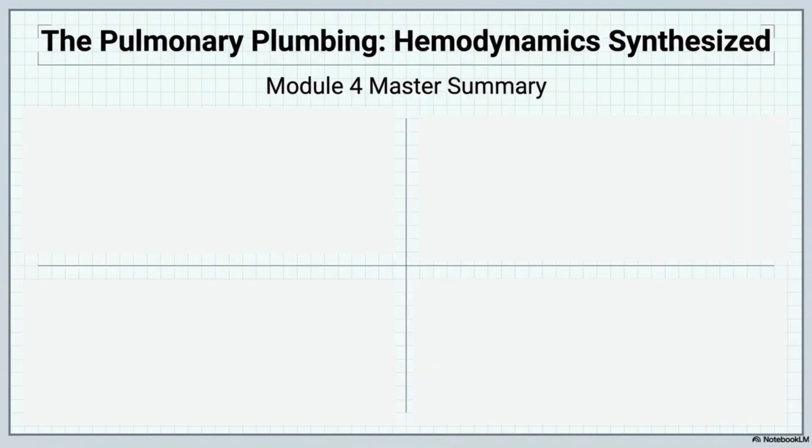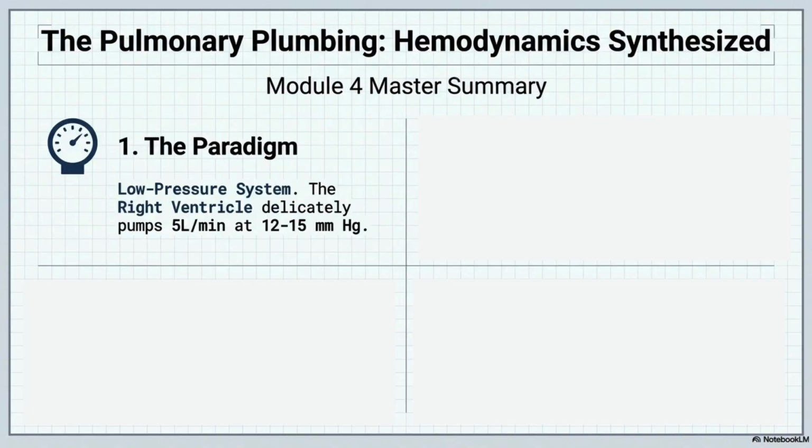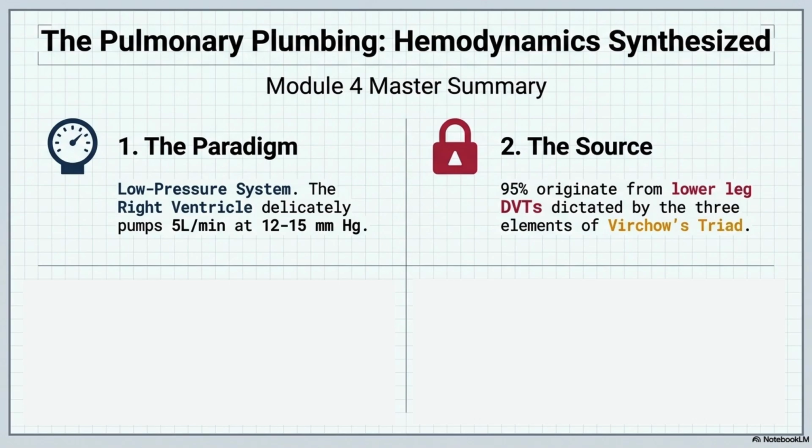Let's wrap up with the pulmonary plumbing. Hemodynamics synthesized. Here's your Module 4 master summary. Number 1, the paradigm. It is a low pressure system. The right ventricle delicately pumps 5 liters per minute at 12 to 15 millimeters of mercury. Number 2, the source. 95% originate from lower leg DVTs dictated by the 3 elements of Virchow's triad.